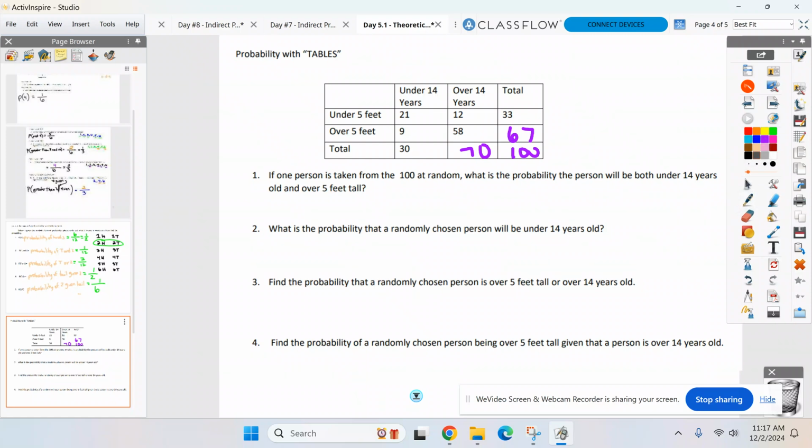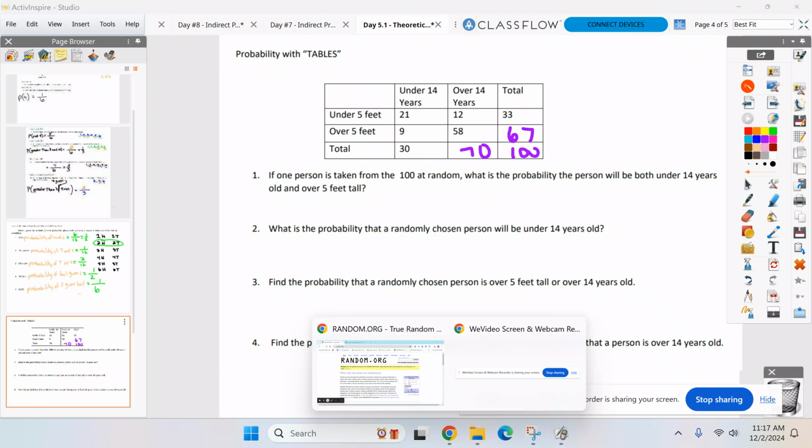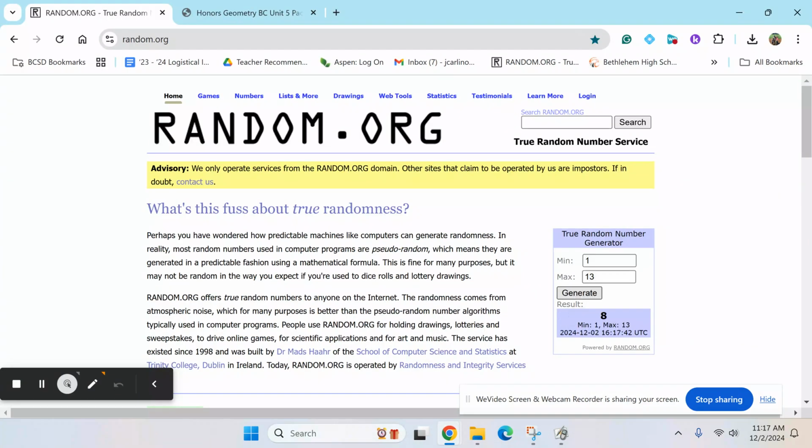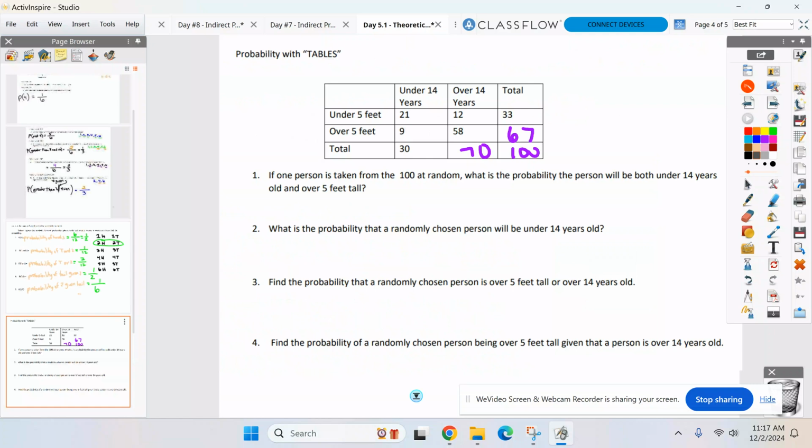All right, let's read it and see if we can find it on the chart. What's the probability of the person will be both under 14 and 5 feet tall? Can we find that number in the table? So take your time, look for it right now. If you want to circle it in the table, you can. How many are under 14 and at the same time over 5 feet? Find that number. Over 14 and under 5 feet tall. How many according to the table there? How many according to the table, Felicia? How many? Under 14 and over 5 feet.